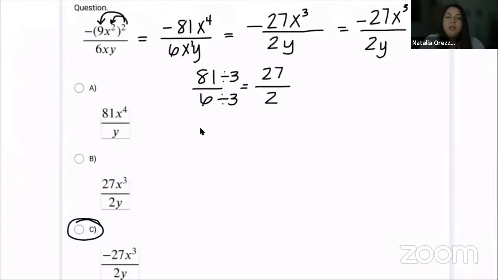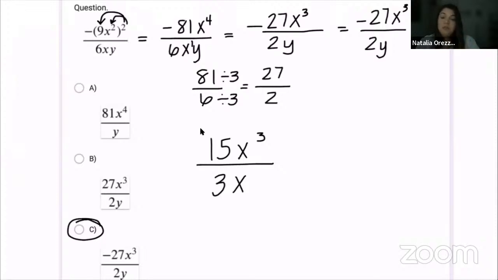Okay, let's go ahead and try one that's a little less complicated. So let's say we have 15x to the third over 3x. Here, once again, we start with the numbers. 15 over 3. What can I divide by on the top and the bottom that's the same? Well, I can divide both top and bottom by 3. 15 divided by 3 gives me 5. And 3 divided by 3 gives me 1.